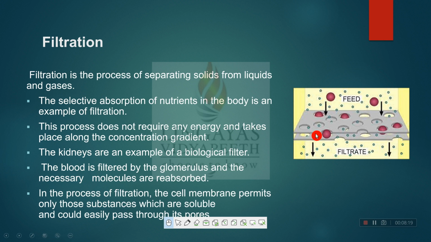In this picture you can see that there are holes, because otherwise the feed would not be able to pass. If you poke holes in the cellular layer, then the substances that need to be transported will get transported due to the pressure gradient. The substance will move from the area of higher pressure to the area of lower pressure. So filtration works on the basis of the pressure gradient.